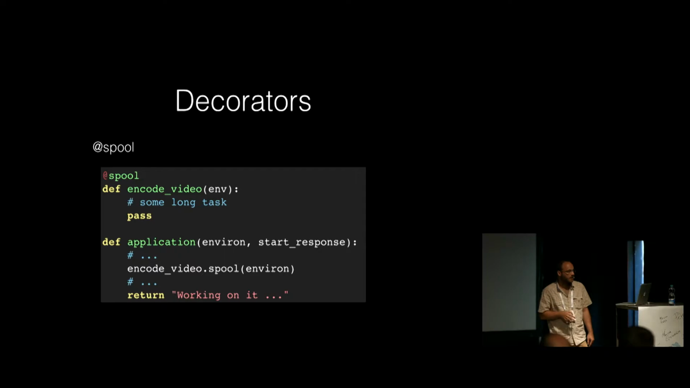Next one is Spool. It gives you the option to offload your long functions, long calls, long operations and make them work, let's say, somewhere else. And you can give a reply to the request and keep the job working.